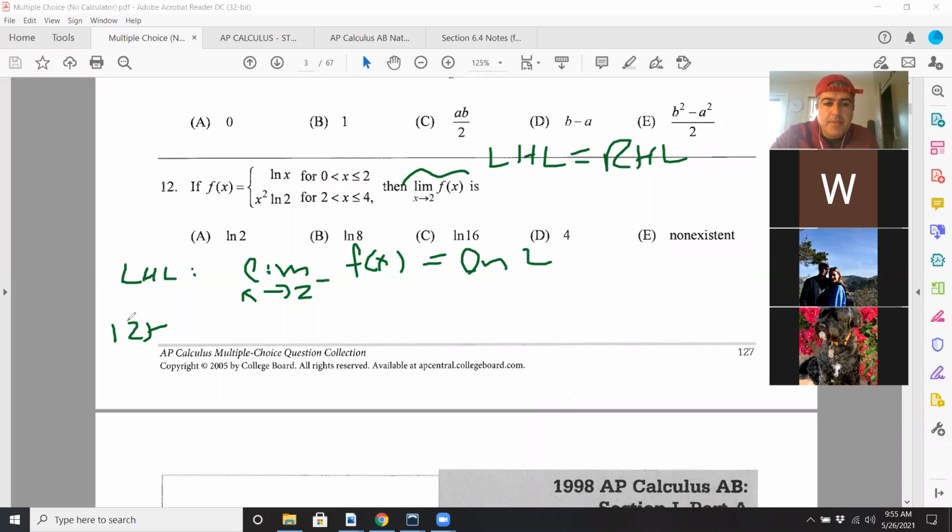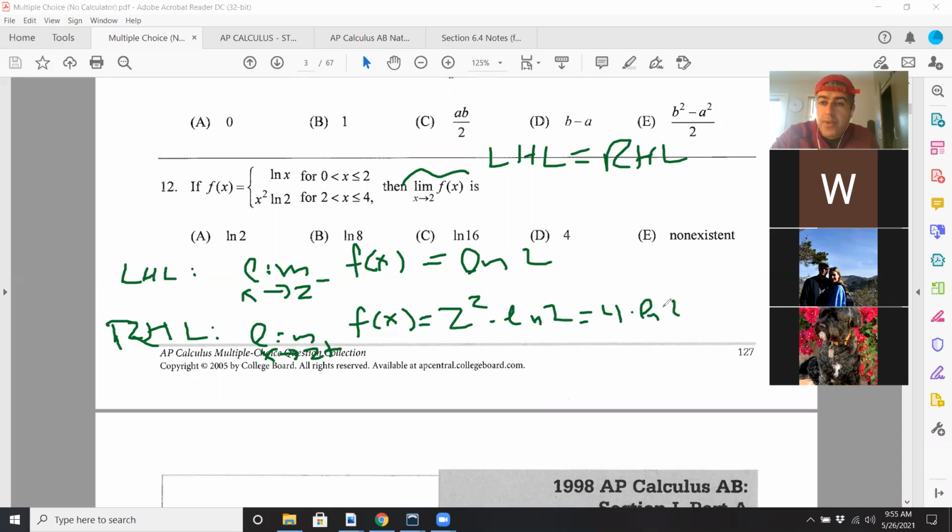The right hand limit as x approaches 2 from the right is going to be 2 squared times natural log 2, which is 4 times natural log 2. Clearly, those are totally different things. Our left hand limit does not equal our right hand limit. That's why it's nonexistent. Of course, if they were the same thing, let's say they're both ln 2, then you'd say the answer is A.